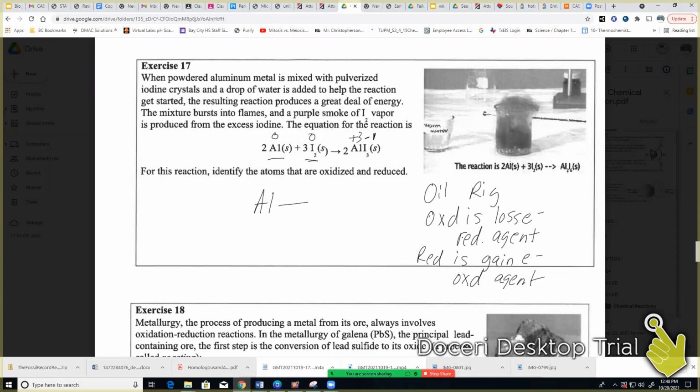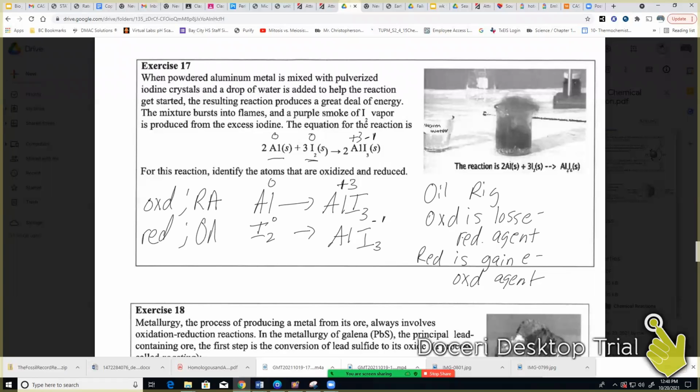So aluminum went from zero and now it is a positive three. So was it oxidized or was it reduced? It was oxidized. It went from zero, it lost three electrons, and we say it was oxidized, so it is the reducing agent. And then my iodine went from zero to a minus one. So it would be the one that was reduced because it gained one electron. So it is the oxidizing agent.